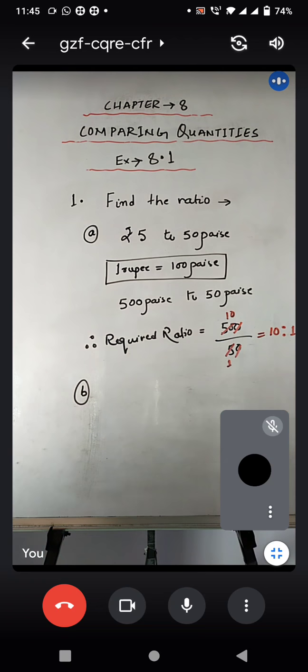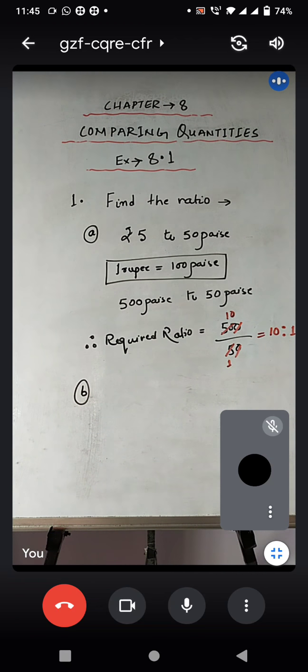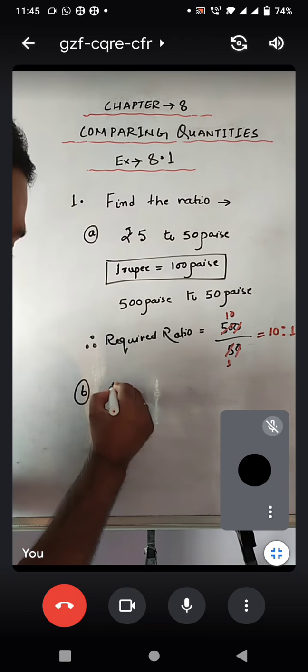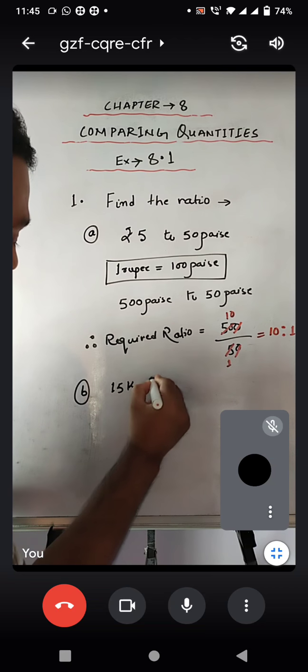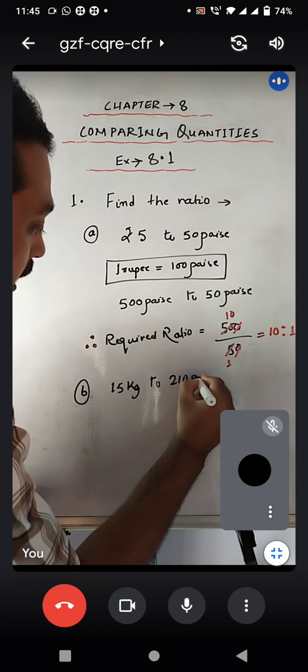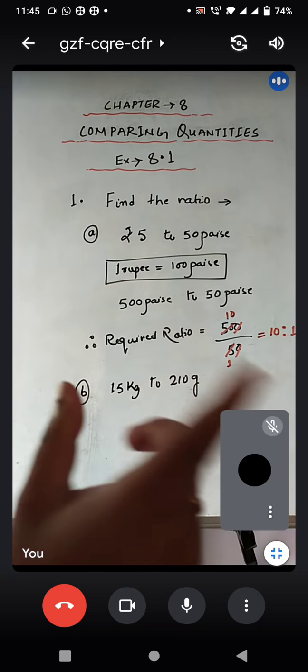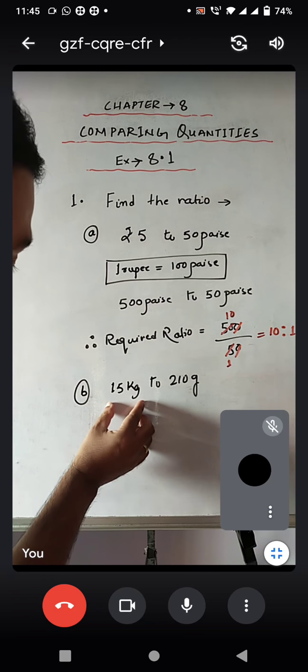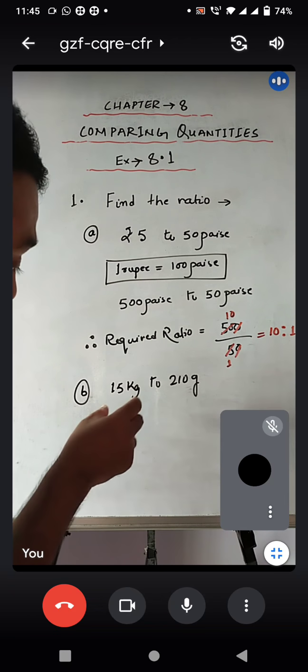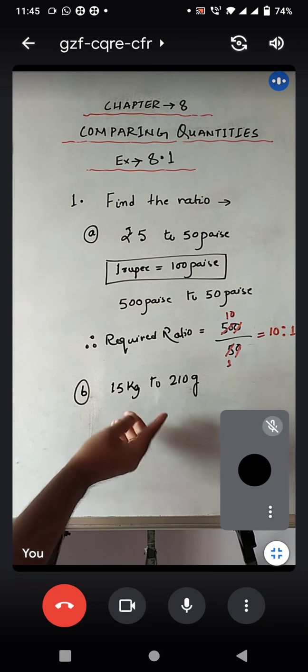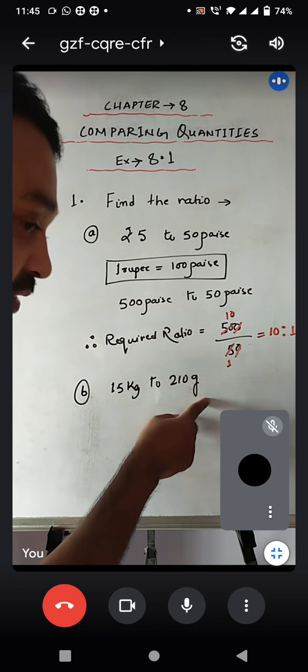Now let's do question number B. Now question number B, what do we have? 15 kg to 210 grams. So 15 kg to 210 grams. Again we see that the two terms are given, but these two terms are not having the same unit. One is in kg, another is in gram.